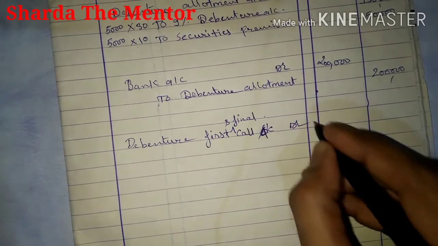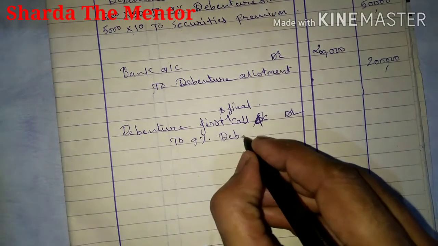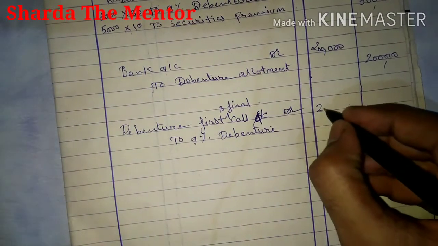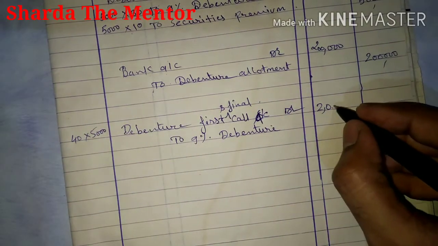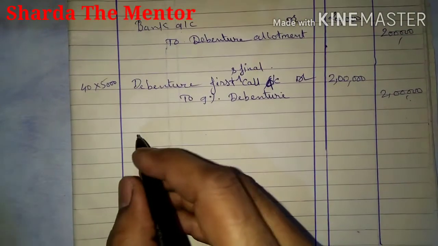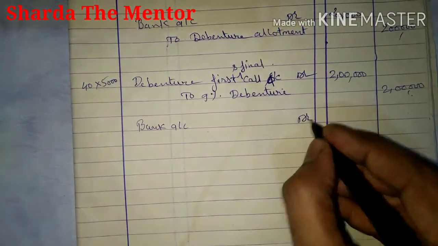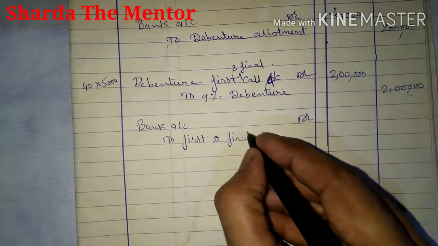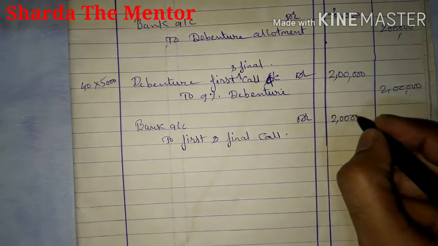Account debit to 9% debenture. That will be 2 lakh, because 40 into 5,000, so that will be 2 lakh rupees. And here you will mention bank account debit to first and final call. So that is also 2 lakh rupees.